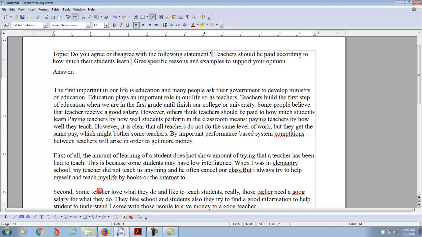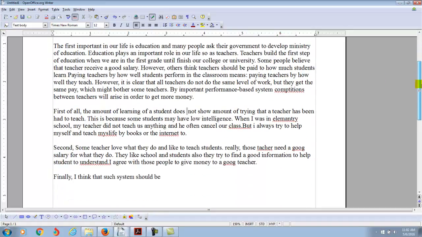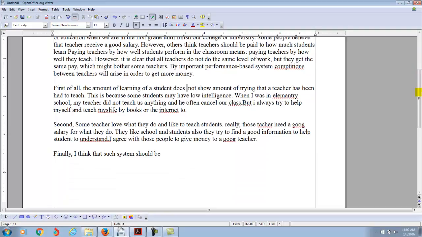Your next paragraph, you simply state a fact. Some teachers love what they do and like to teach students. But again, how does this relate back to whether you agree or disagree with the idea that teachers should be paid according to how much their students learn? So again, the connection of your ideas, it's just not very clear. That's really the main thing, is you just really haven't organized your writing around the writing task. You don't really have much of an argument going on in this writing.